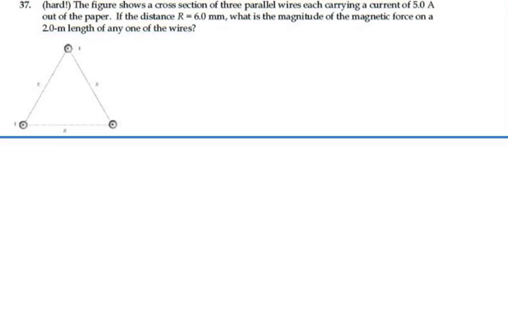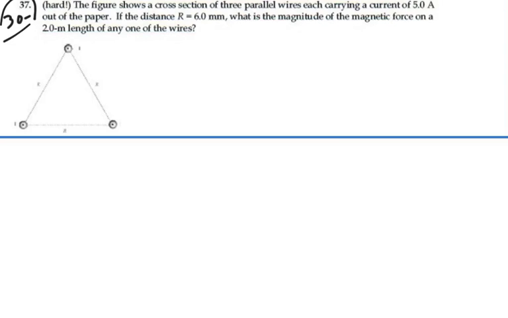Here's problem 37. The figure shows a cross-section of 3 parallel wires, each carrying a current of 5 amps out of the paper. If the distance r is equal to 6 millimeters, what is the magnitude of the magnetic force on a 2 meter length of any one of the wires?